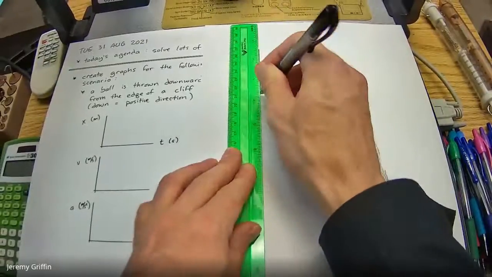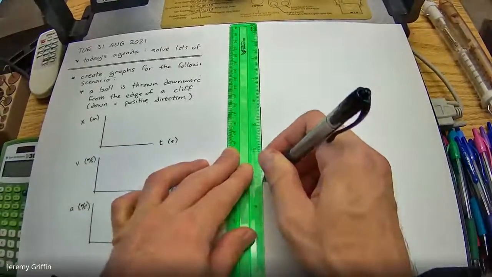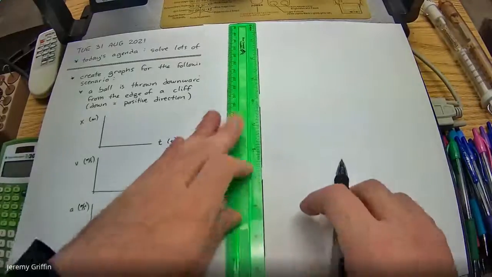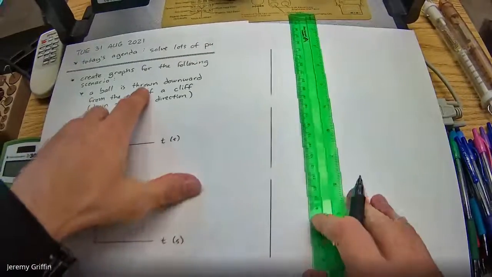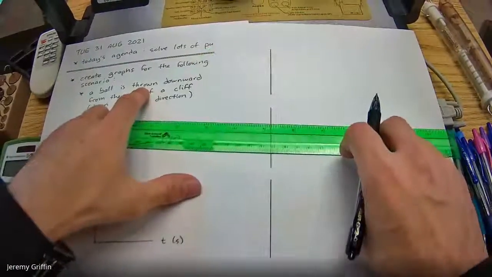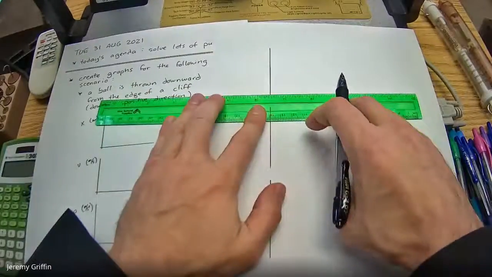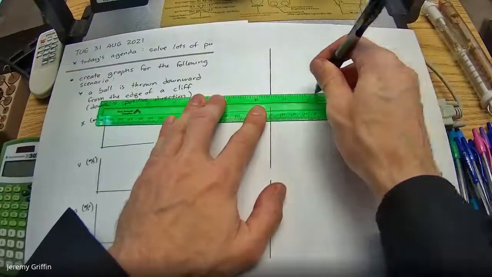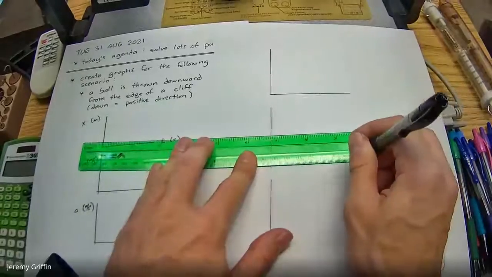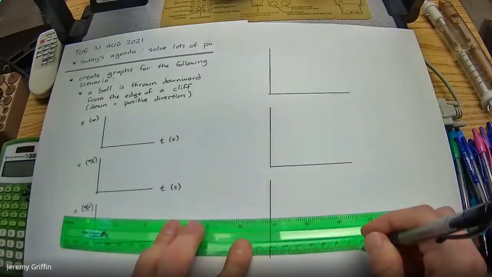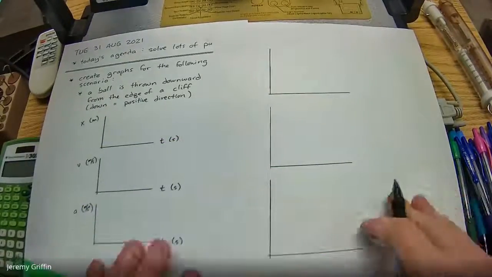Mr. Griffin, is there a difference when it says thrown compared to drop? Yes. You guys see the word thrown? That is definitely not dropped, right? Because if you throw something, then when you're releasing it, is it already on the move? Yep. And that's different than dropping it. So it's definitely not from rest.